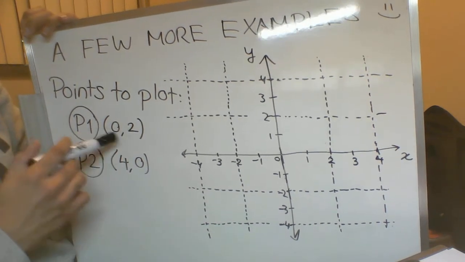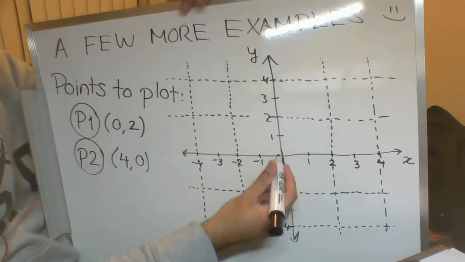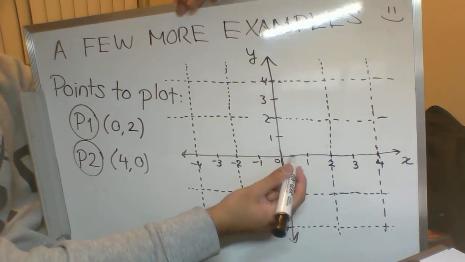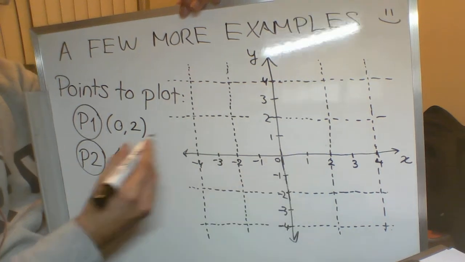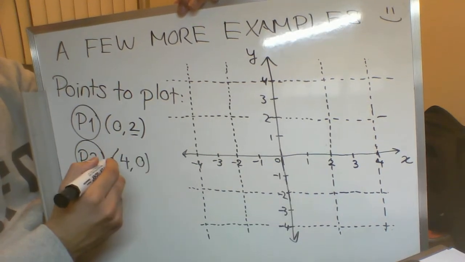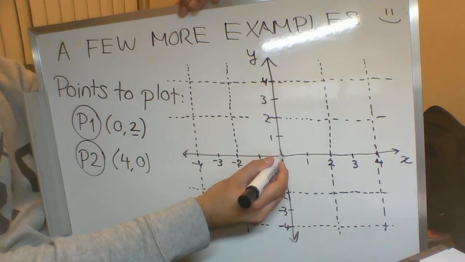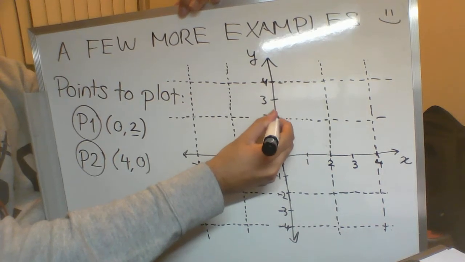So (0, 2), the first point here, P1. So (0, 2), the 0 is telling us that from the origin, we don't have to move left or right. We don't have to move anywhere in the x direction. So we don't have to worry about that 0 at all. And we just focus on that 2, which is telling us we have to go up 2 units in the y direction. So we start at 0, we go up 2 units, and we put our point right there.